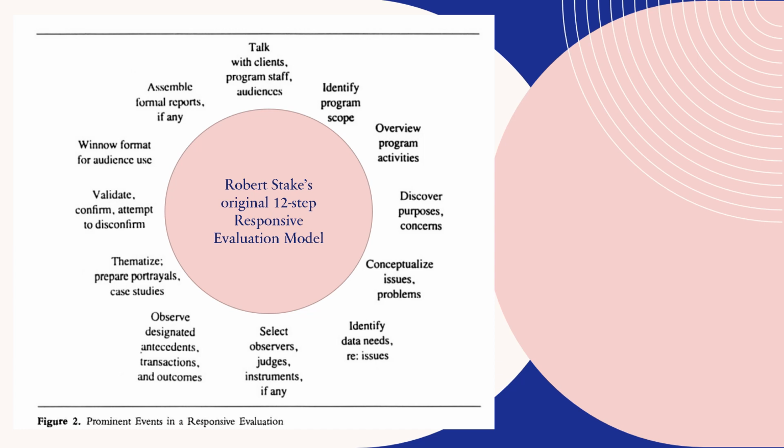And then we know the format for audience use. So how will you be able to present that to your audience? And then assemble formal reports if any, and then you can proceed with this as a cycle if you want to. However, this is the 12 steps of the original responsive evaluation model.